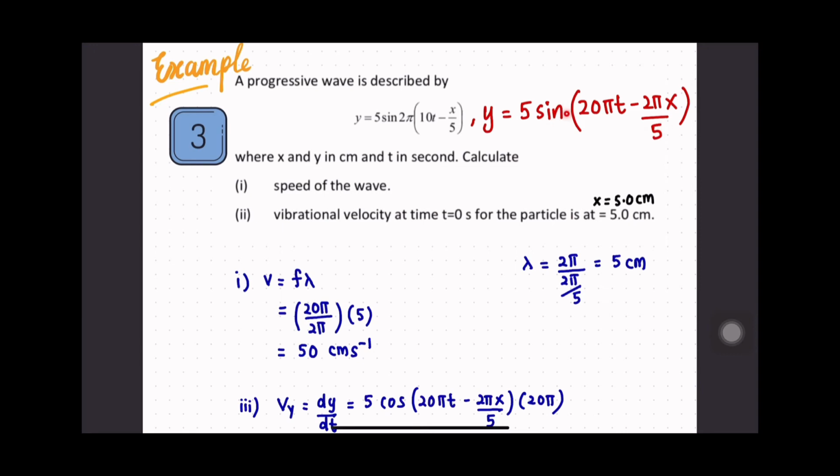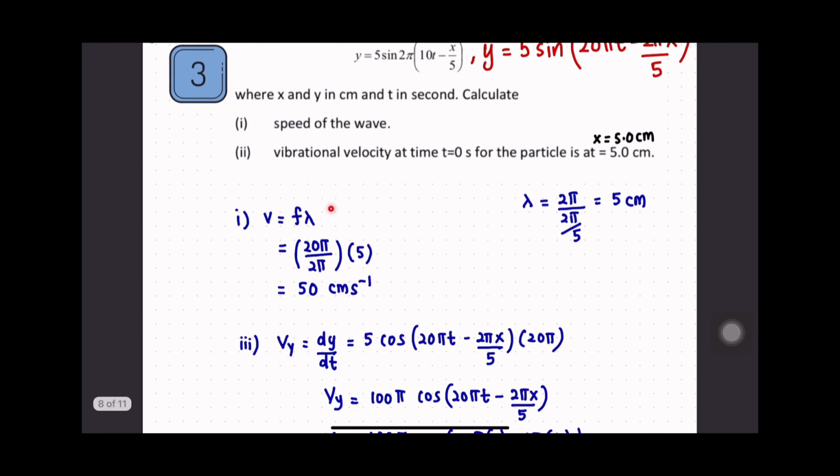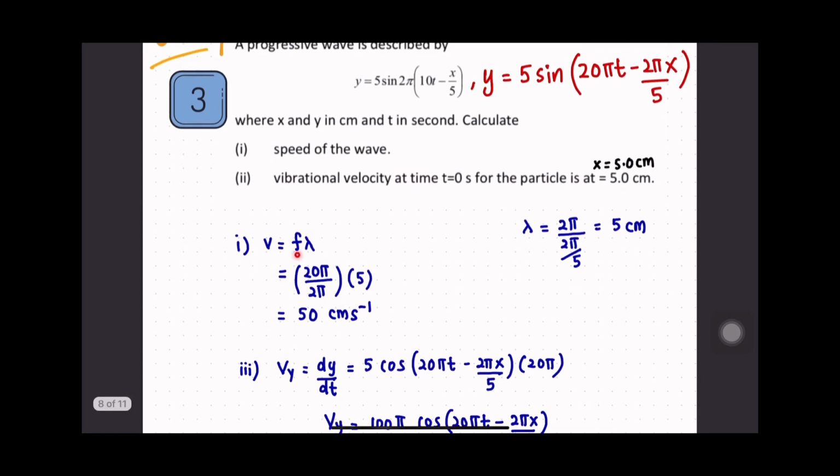Tak ada tambahan pun dekat sini. So I dah darab masuk. They will give you equation y equal to 5 sin 20 pi t minus 2 pi x divided by 5. Okay, so the question asks you to determine speed of the wave. So same goes with the previous one. So V equal to F lambda. So substitute the value given. Frequency kena cari, wavelength kena cari, and then substitute, you akan dapat 50 cm s^-1.